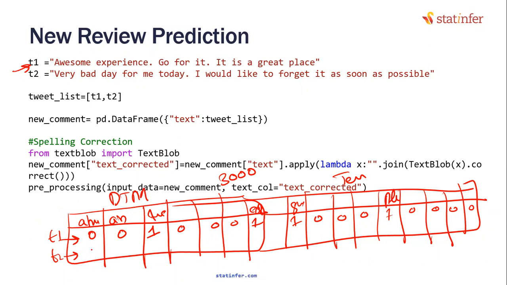Similarly, for "very bad day for me", remaining all put 0. Somewhere bad will be there, put 1. Remaining all 0. Somewhere today will be there, you have to put one for today, and then possible will be there, you put it as one, like that. So there are two tweets here.